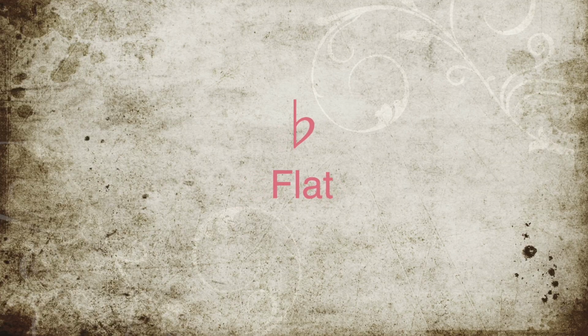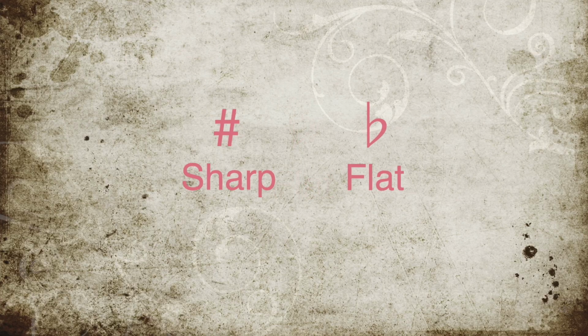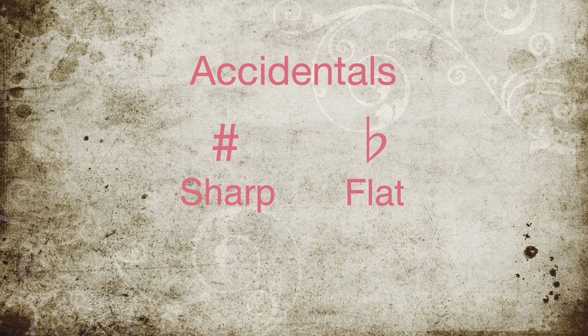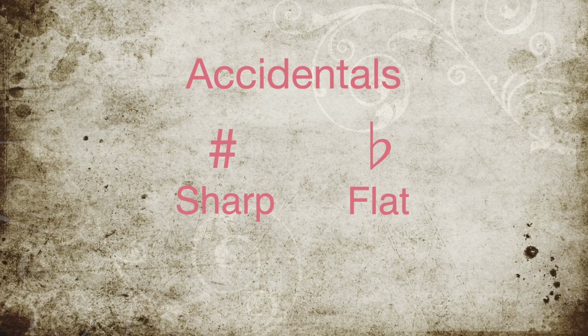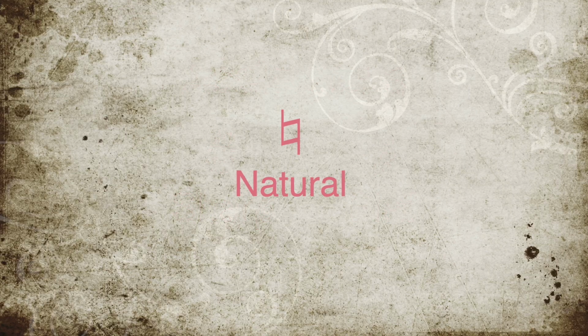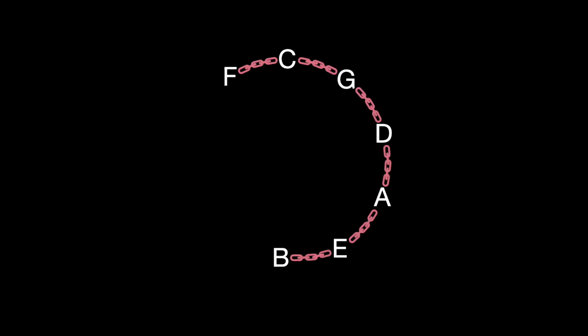In the tonal music system, these two symbols are called accidentals, and if we need to cancel an accidental or specify that a note does not have one, we use a natural symbol. So, in the chain of fifths, a perfect fifth above B, we have F sharp. Another perfect fifth up, we have C sharp. Next, we have G sharp, and so on.